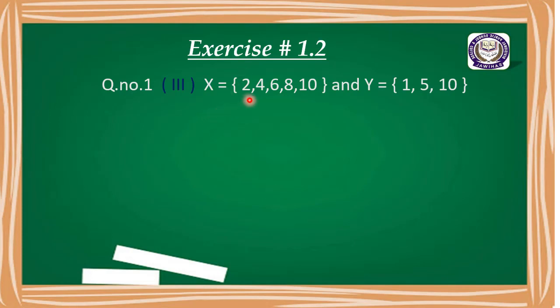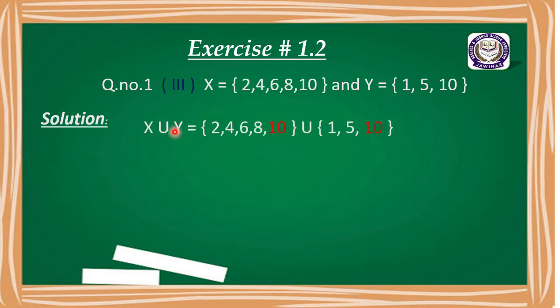And next we have question number 1, third part. X is a set which consists of the elements 2, 4, 6, 8, 10, and Y is a set which consists of the elements 1, 5, 10, and we have to find the union of both the sets, X union Y. In X union Y, first we write the set X and then union we write the set Y, and when we take the union of both the sets we get the answer 1, 2, 4, 5, 6, 8, 10, and you can see here 10 is a common element, so we will write only one time in the resultant set.